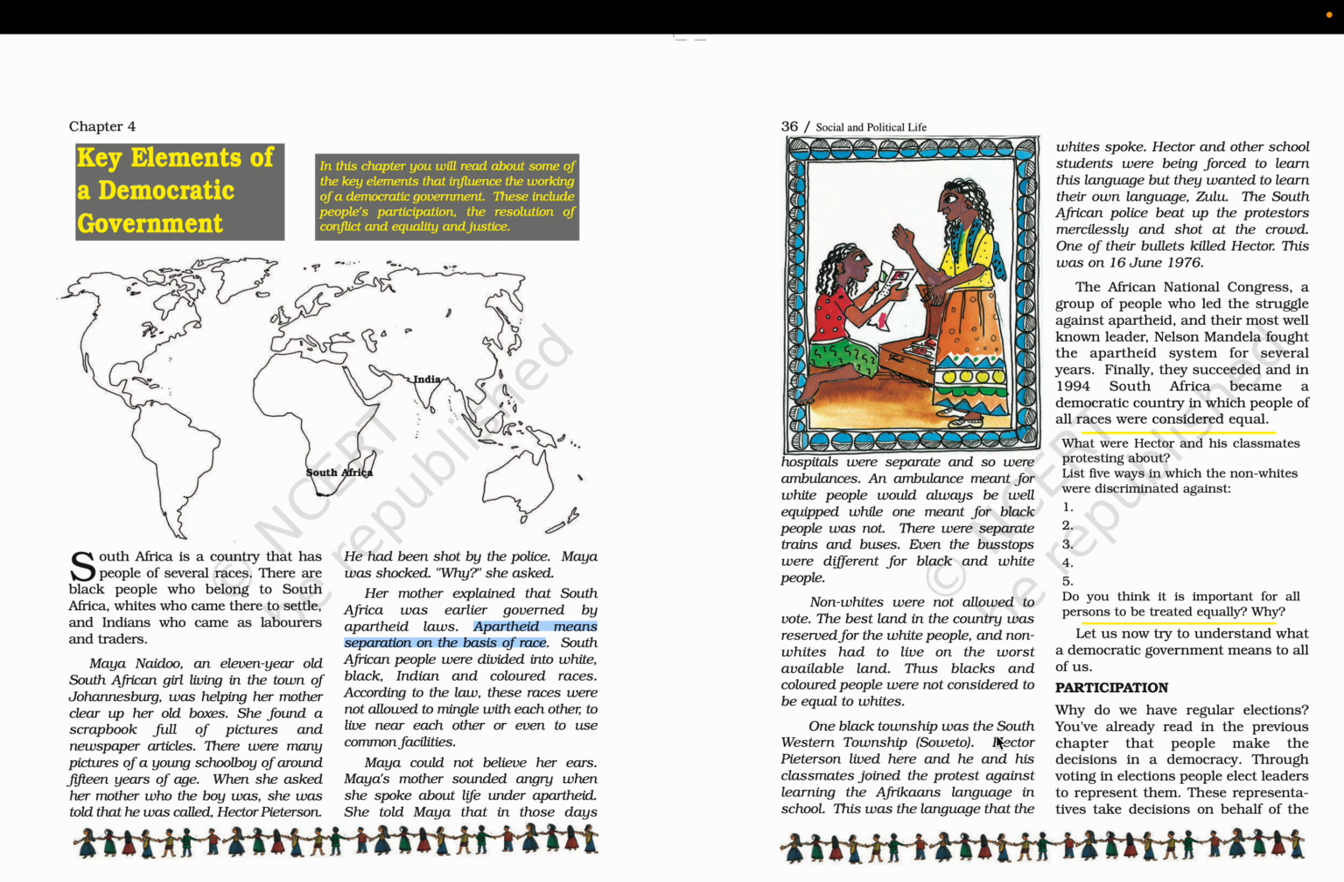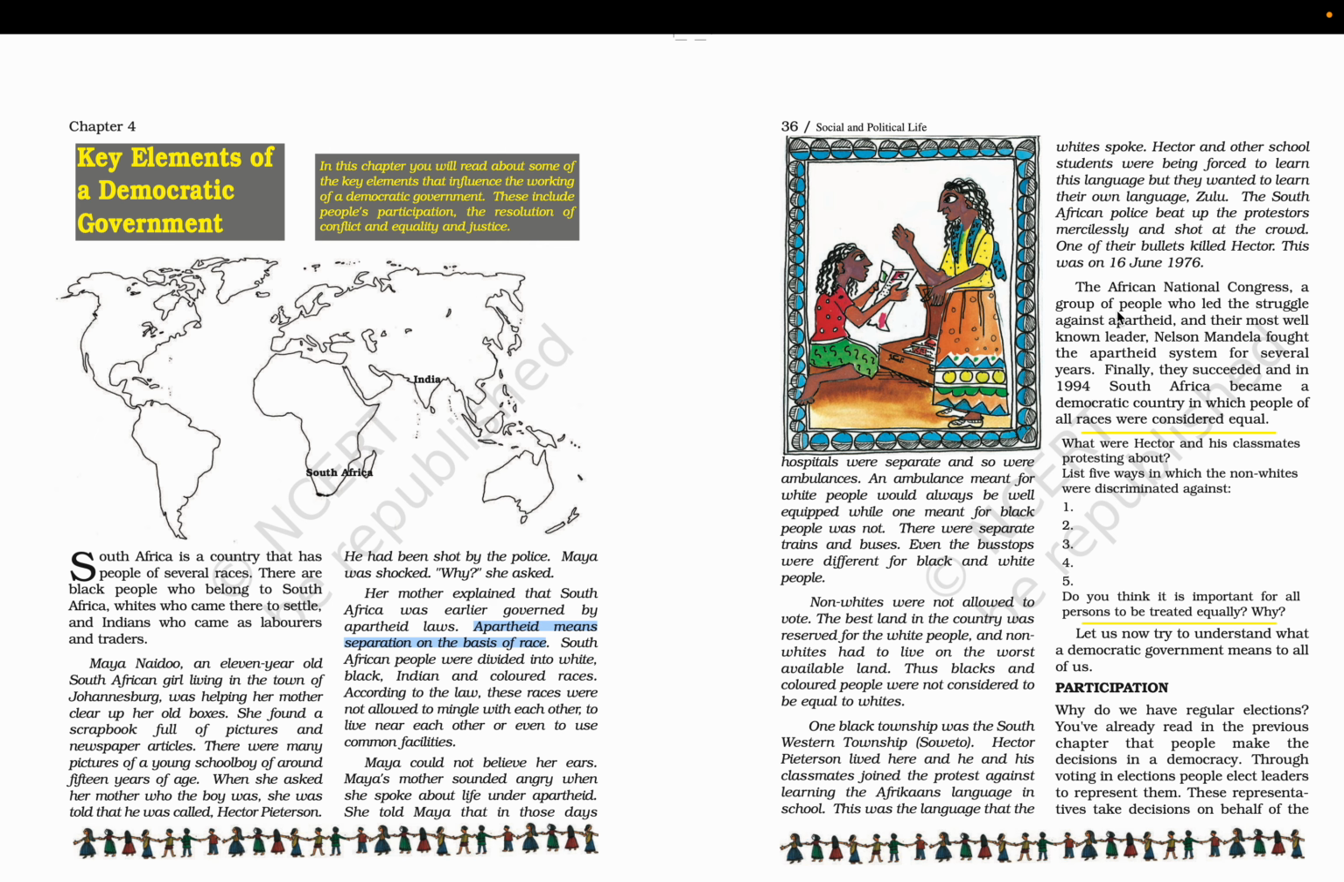One black township was the southwestern township Soweto. Hector Peterson lived here, and he and his classmates joined the protest against learning the Afrikaans language in school. This was the language the whites spoke. Hector and other school students were being forced to learn this language, but they wanted to learn their own language, which is Zulu. The South African police beat up the protesters mercilessly and shot at the crowd. One of the bullets killed Hector. This was on June 16, 1976.